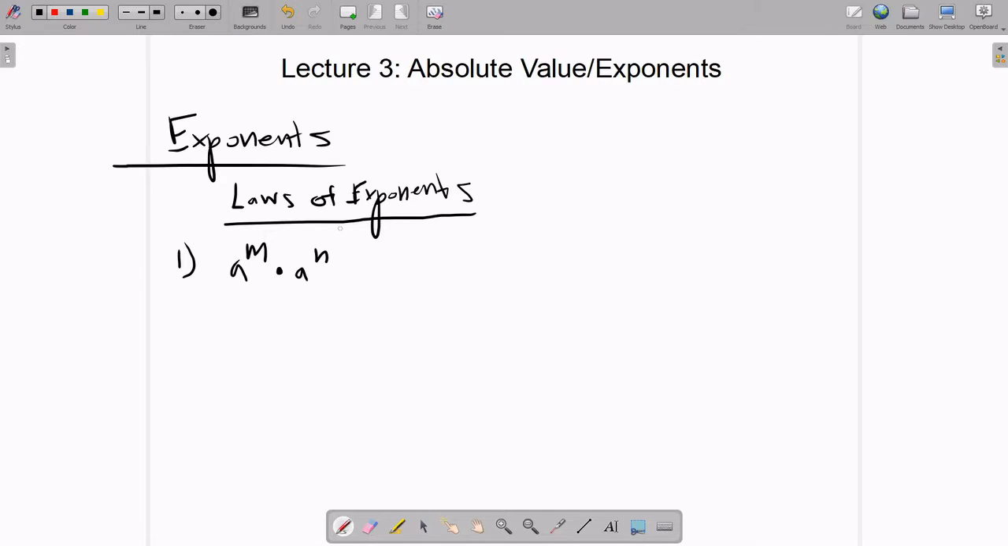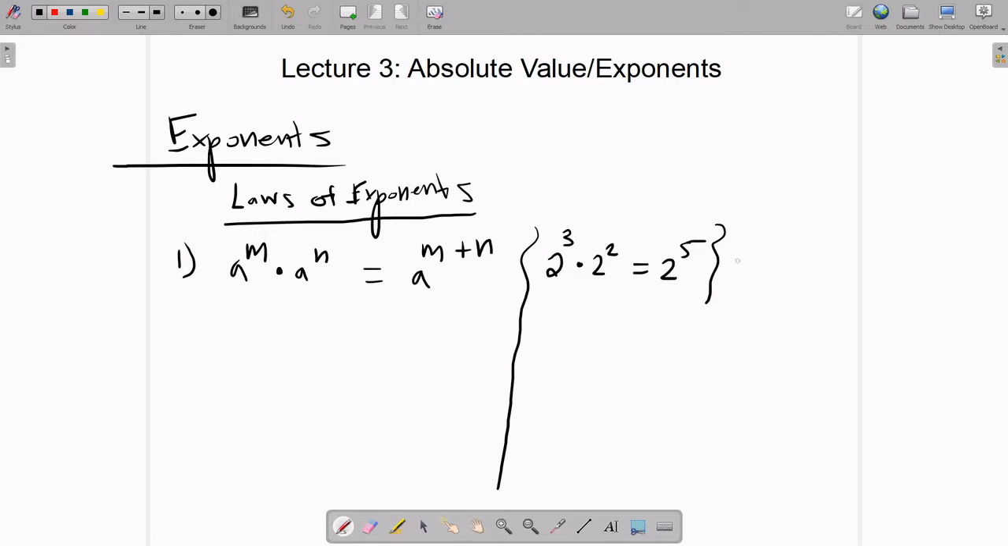So if you multiply 2 exponents together with the same base, it basically would equal the same base power, but the exponents are added together. An example of that being 2 to the third times 2 to the second. It'll give you 2 to the fifth.